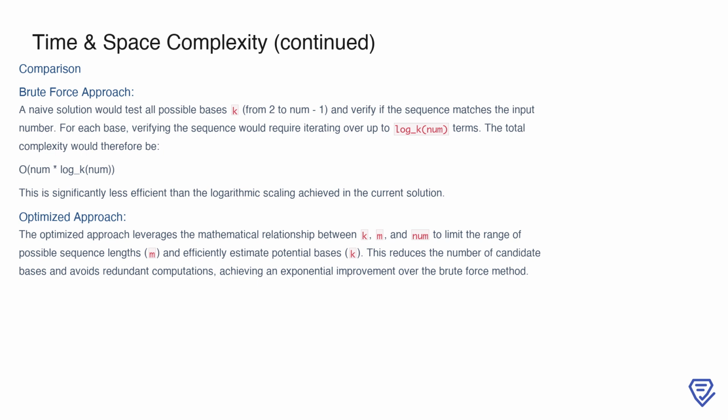The optimized method, on the other hand, relies on the mathematical relationship between the base k, the sequence length m, and the input number. By narrowing down the range of possible sequence lengths and efficiently estimating potential bases, the algorithm avoids redundant computations and achieves an exponential improvement over the brute force approach.